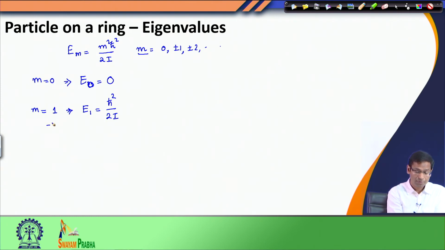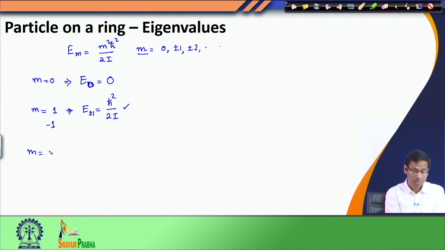You see, when I put m as minus 1 instead of m as plus 1, since the energy has m square, I will have E of minus 1 the same as E of plus 1, which is h bar square divided by 2I. So, I can write that E plus minus 1 have the same energy. Now I have one energy level where there are two different eigenfunctions. So, this energy level is twofold degenerate.